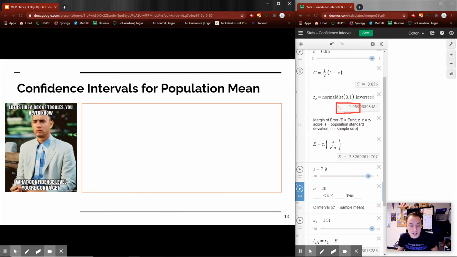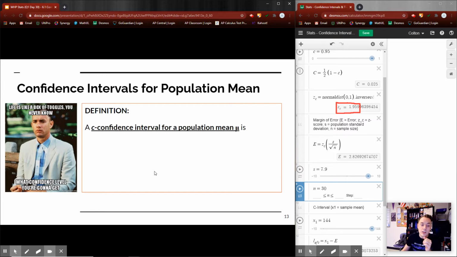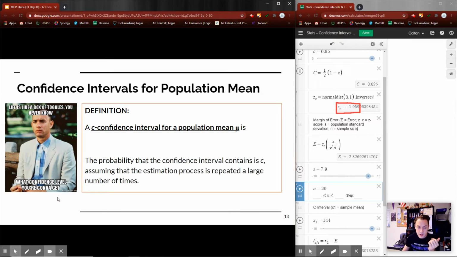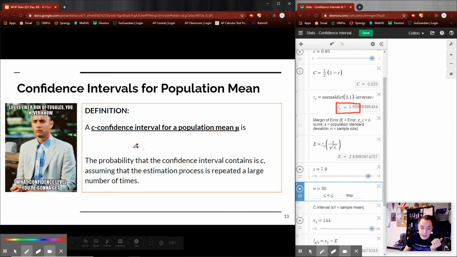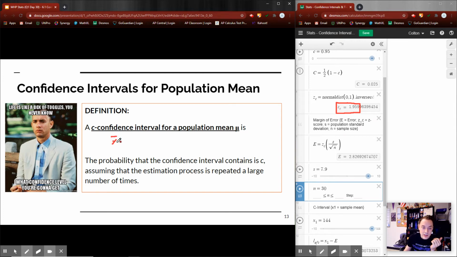So what is the confidence interval for the population mean? The C confidence interval for population mean, mu, is the following. So let me write that for you. It is my sample mean minus my margin of error. That means my population mean will be between that and my other number, which is my sample mean plus my margin of error. So this is what the confidence interval will be.